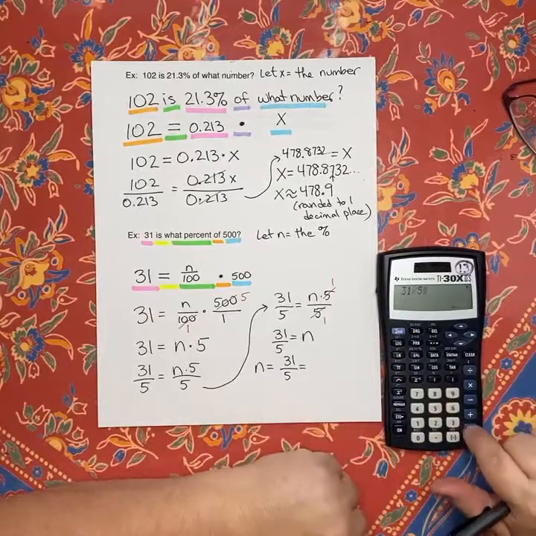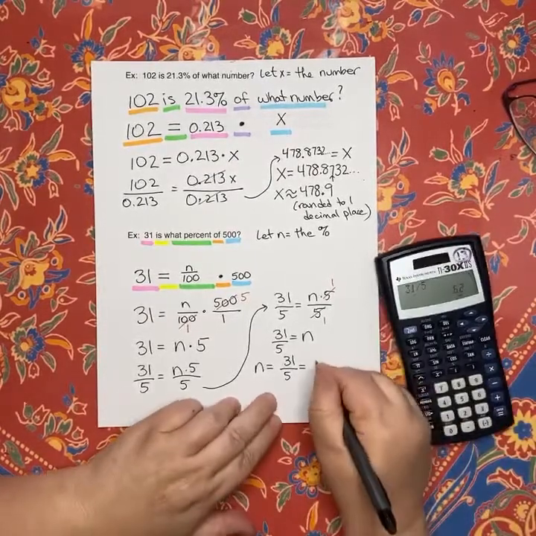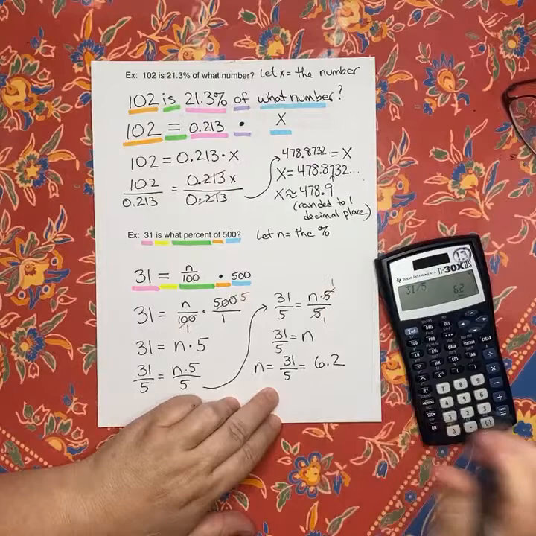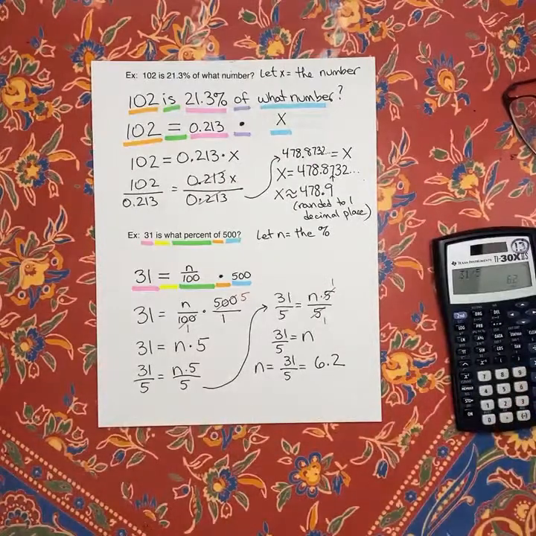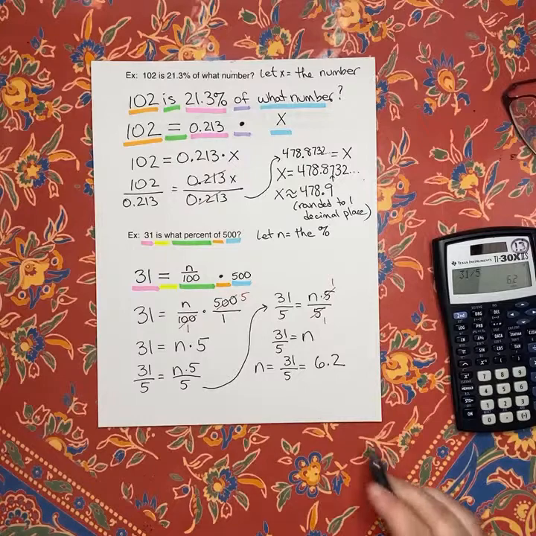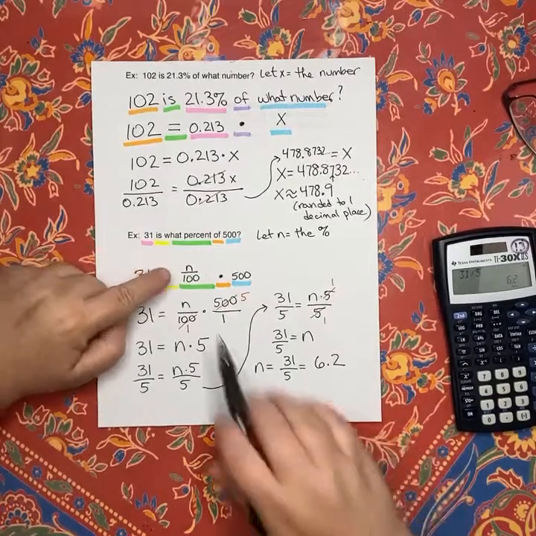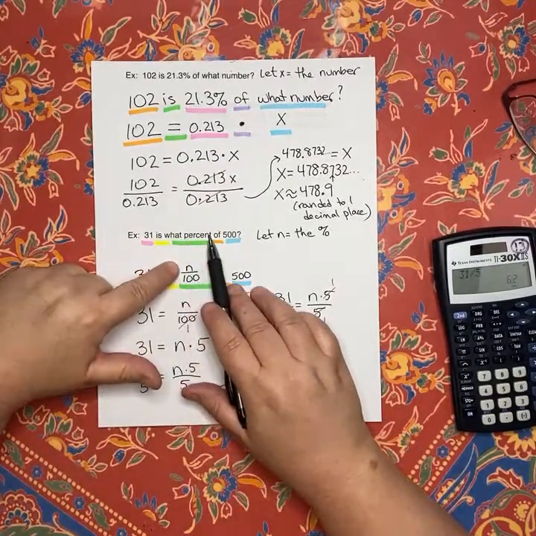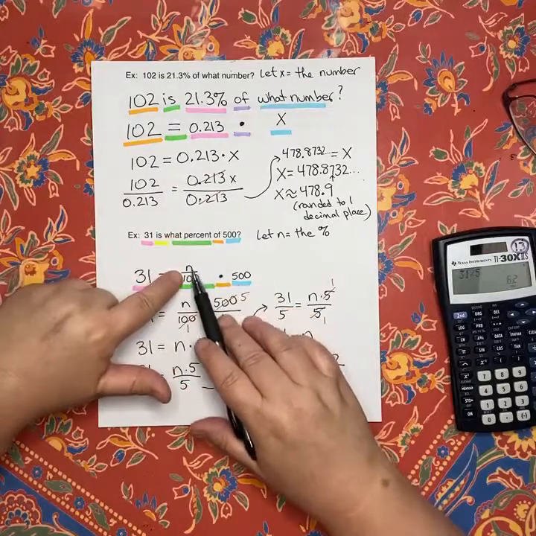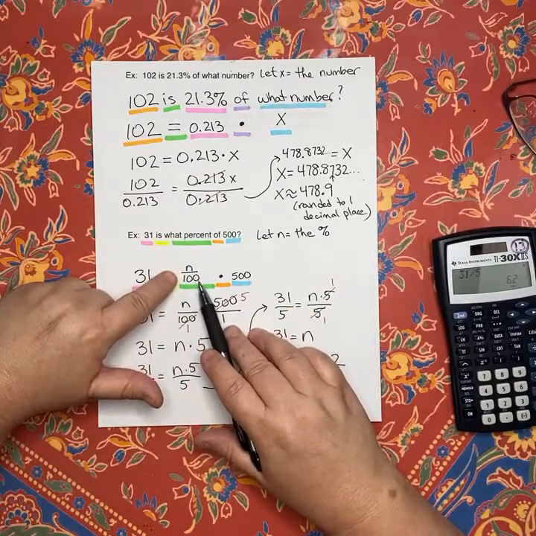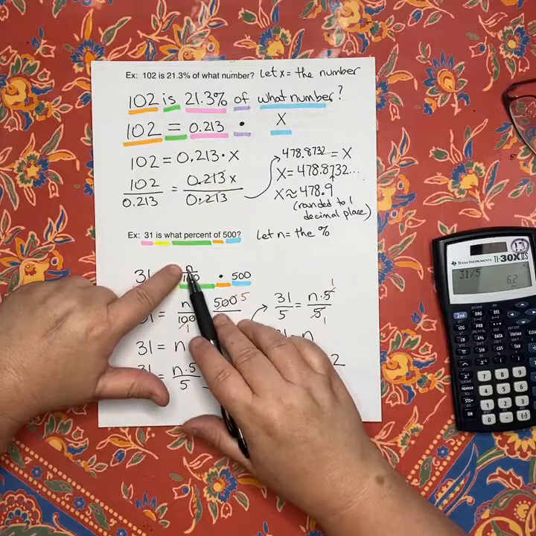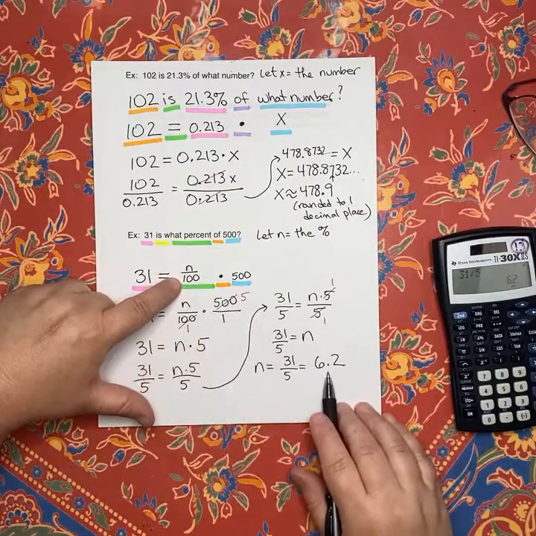31 divided by 5 is 6.2. What does our answer mean? Let's take a good look at it because we constructed it a very special way. Percent means divided by 100. So n over 100 is the percent. So the n is the number that's the percent.